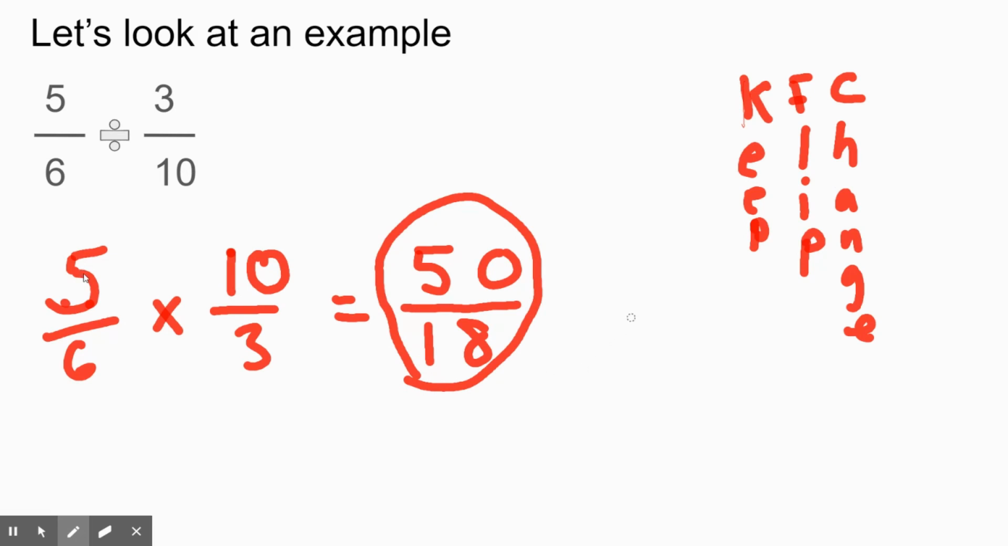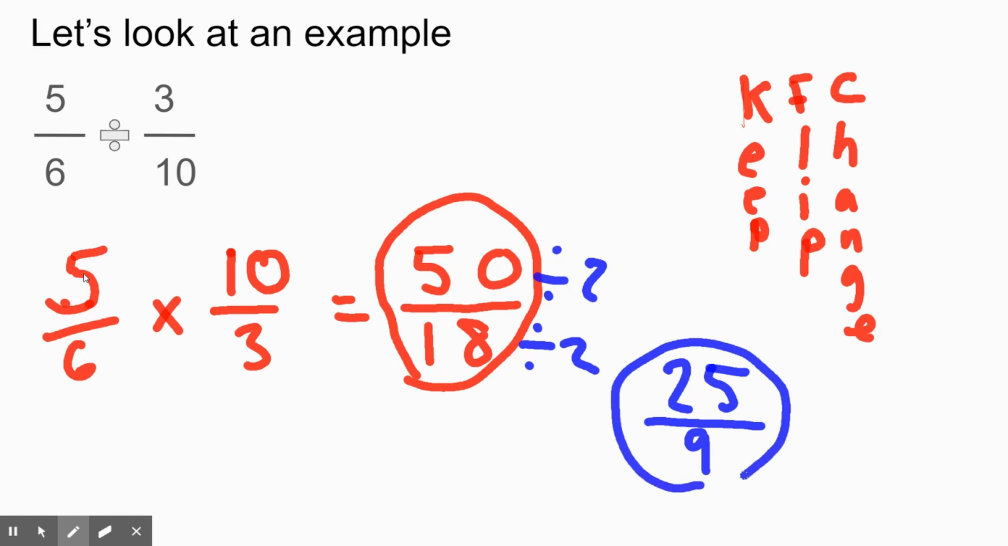Now, I don't know exactly how many times 18 goes into 50. What I do know is that both of these are even numbers, which means that we can divide both of them by 2. So we're going to get a new fraction, which is 25/9. I'm pretty sure that there's nothing that goes into 25 and 9. So this is as simple as we can make this fraction.